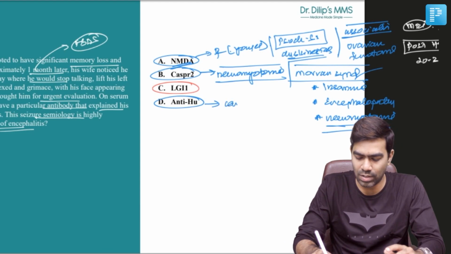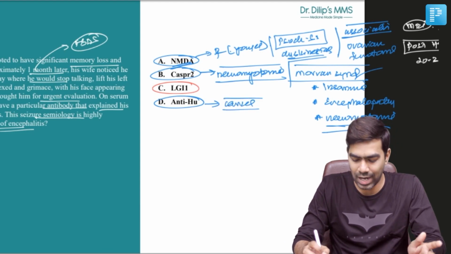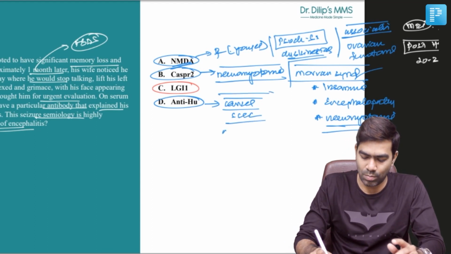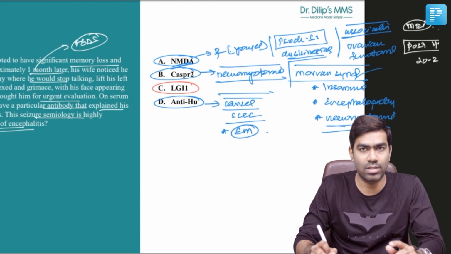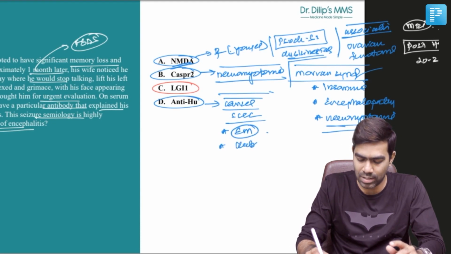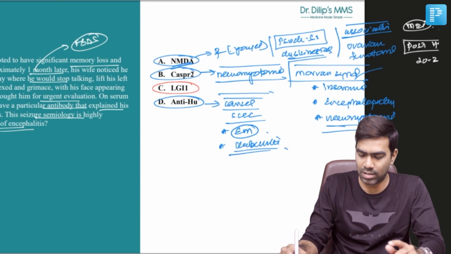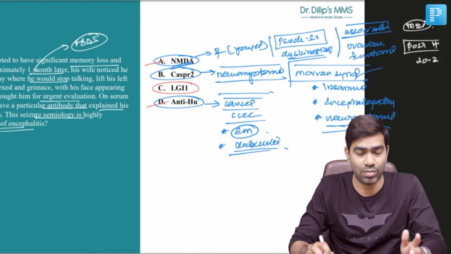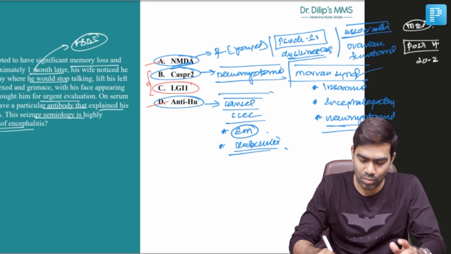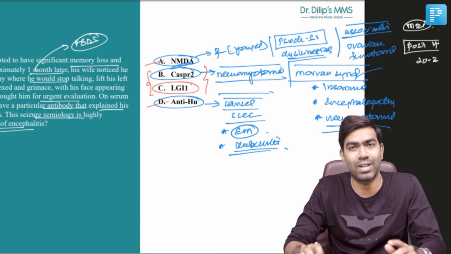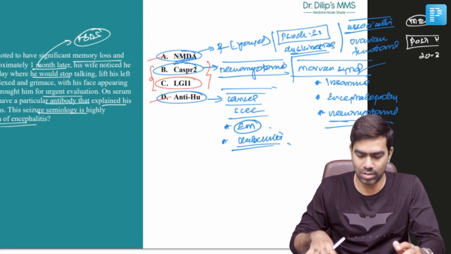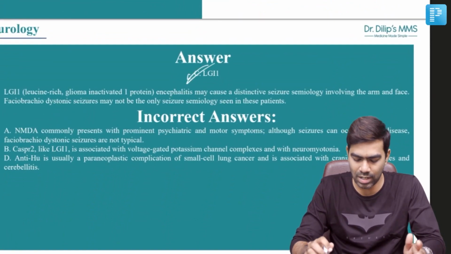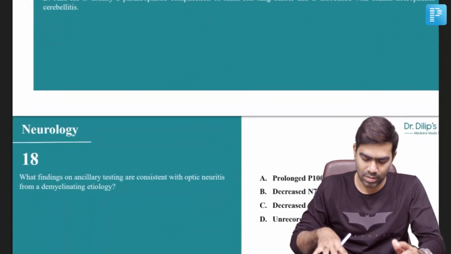Anti-Hu encephalitis usually will have an association with cancers commonly, especially small cell lung cancer. And most of the time they're going to produce encephalomyelitis, or they can produce cerebellitis and cerebellar degeneration. So I can say that NMDA and anti-Hu are going to be commonly associated with cancers, and Caspr2 and LGI1 related encephalitis are going to be rarely associated with cancer. They don't really have much association with cancer. The right answer for this question is option C, that is anti-LGI1 related encephalitis.